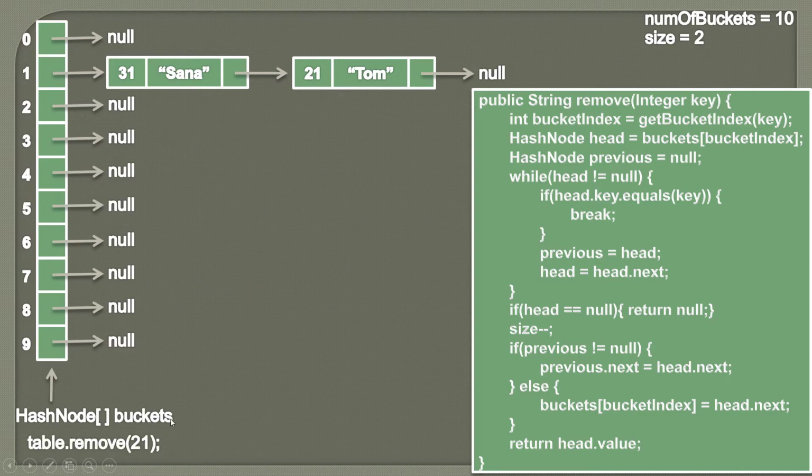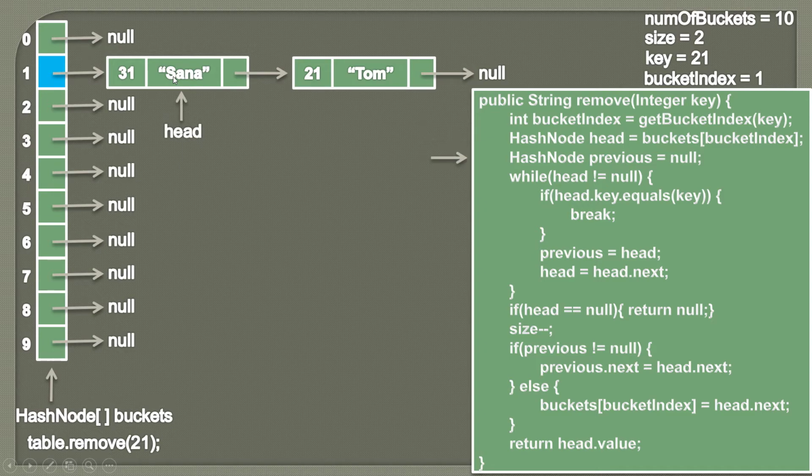Now let's suppose you want to remove a key 21. So first we'll find its corresponding bucket. 21 divided by 10 will give remainder as 1. So the bucket index is 1. So we simply access the hash node at bucket index 1, which is this node, and there could be a list, so we assign head to this node because this is the first node of the list.